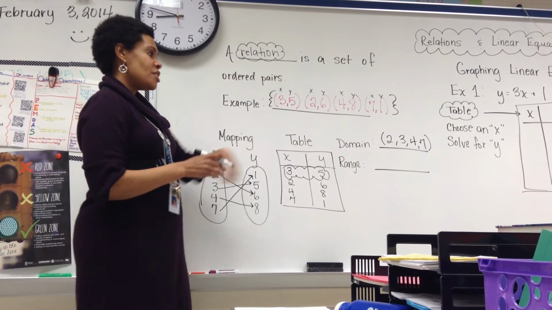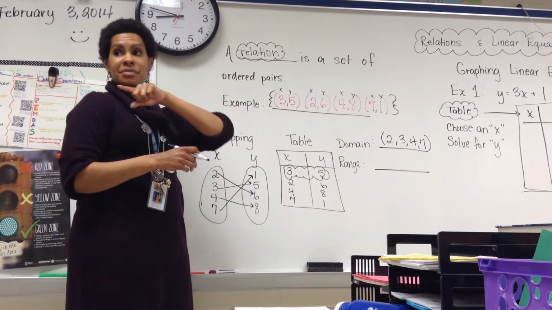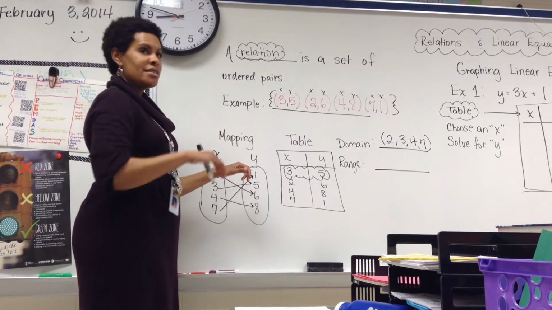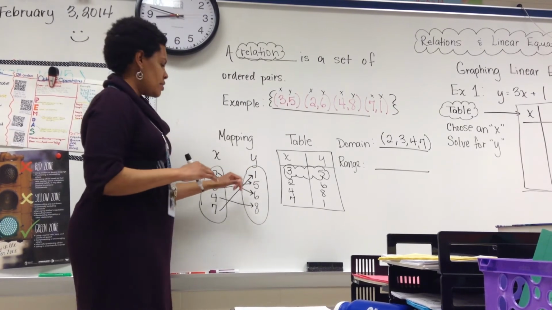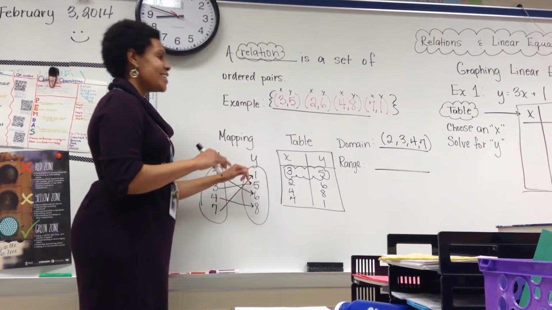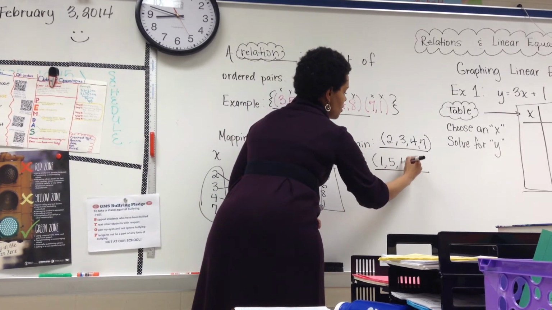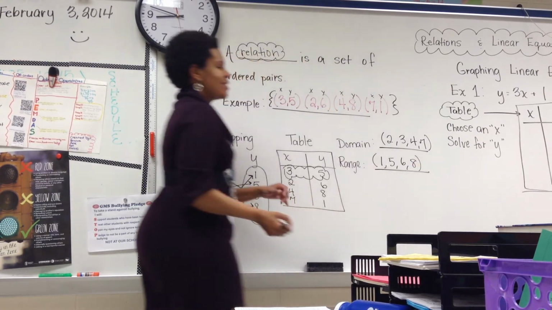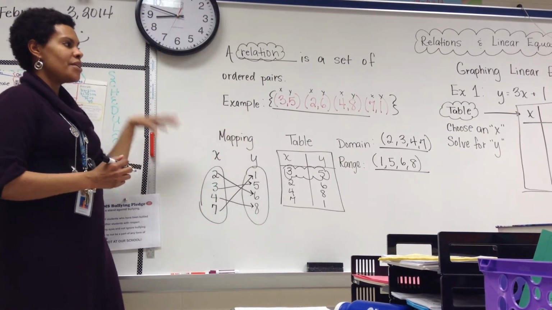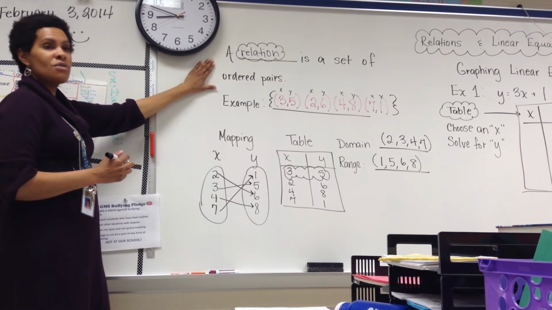Who can give us our range? If our domain is 2, 3, 4, 7, then our range must be all of our y's. 1, 5, 6, 8. We're just warming up. It's our first day back from 2 weeks. So all right, this is kind of, in a nutshell, our review of relations. Any set of ordered pairs.